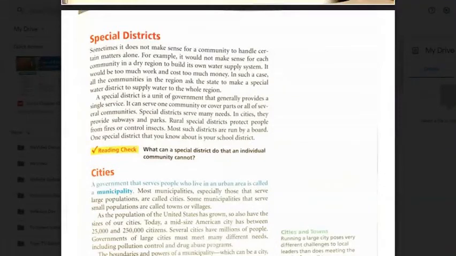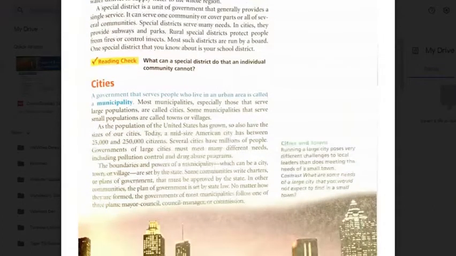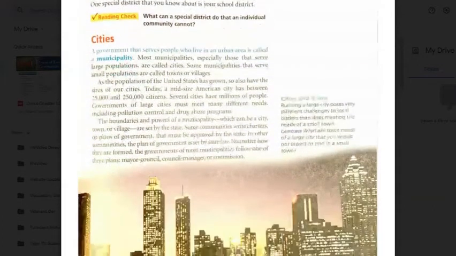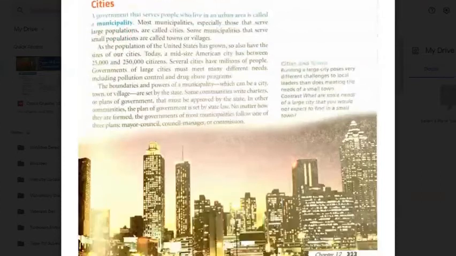Cities. A government that serves people who live in an urban area is called a municipality. Most municipalities, especially those that serve large populations, are called cities. Some municipalities that serve small populations are called towns or villages. As the population of the United States has grown, so also has the size of our cities. Today, a mid-sized American city has between 25,000 and 250,000 citizens. Several cities have millions of people. Governments of large cities must meet many different needs, including pollution control and drug abuse programs.